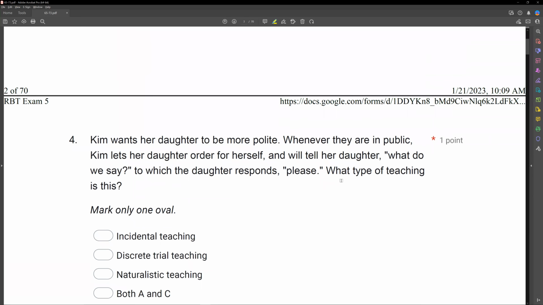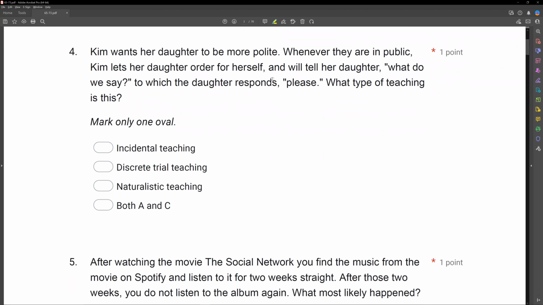4. Kim wants her daughter to be more polite. Whenever they are in public, Kim lets her daughter order for herself and will tell her daughter, what do we say? To which the daughter responds, please. What type of teaching is this? Now, as a technician, you need to know 2 major forms of teaching. You must know naturalistic and you must know discrete trial.